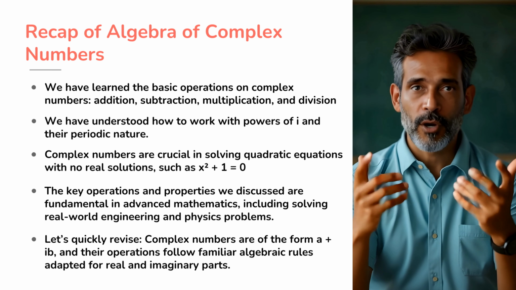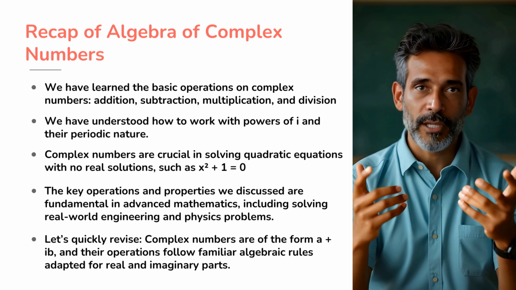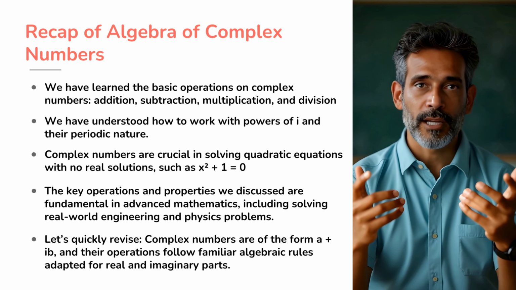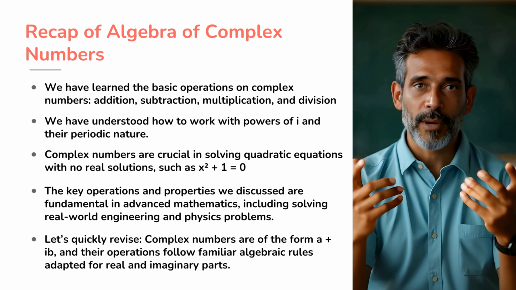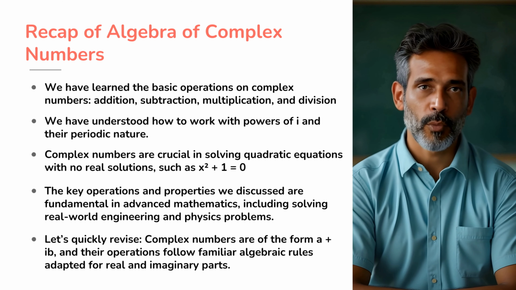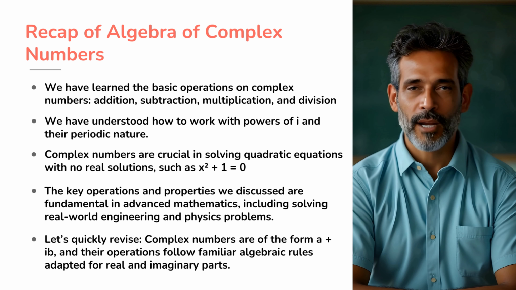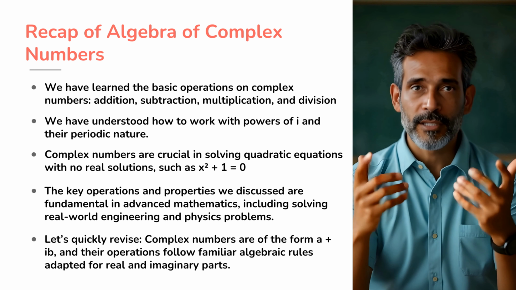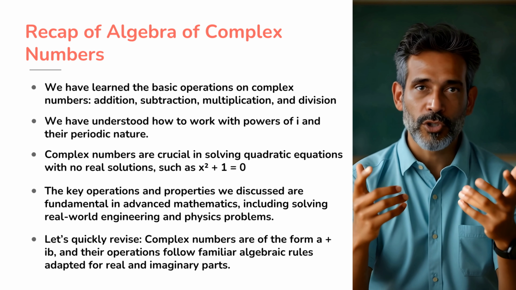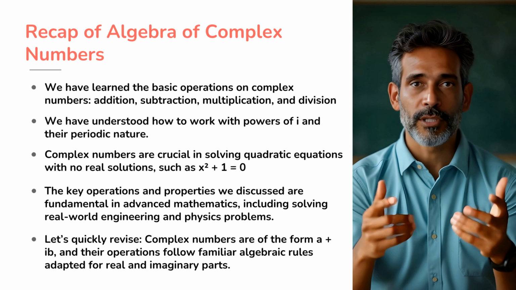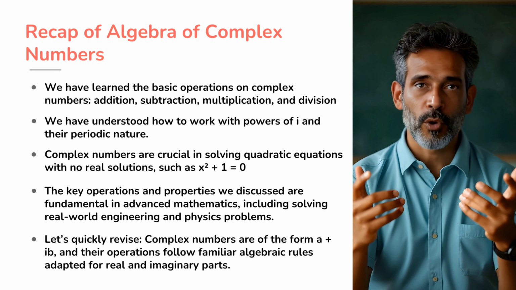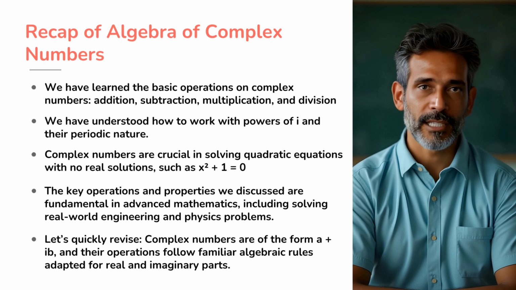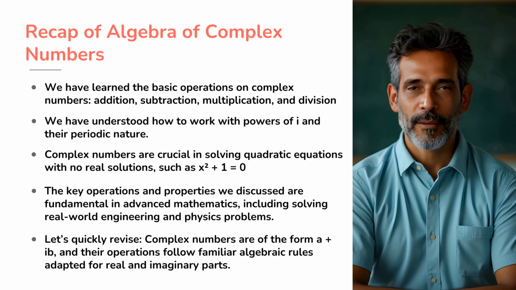Let's recap the algebra of complex numbers. We defined a complex number as a + ib. We learned how to add, subtract, multiply, and divide them. We also explored the powers of i and saw how they follow a repeating cycle. Complex numbers help us solve equations that have no real solutions, like x² + 1 = 0. The properties of closure, commutativity, and associativity make complex numbers behave consistently under algebraic operations.